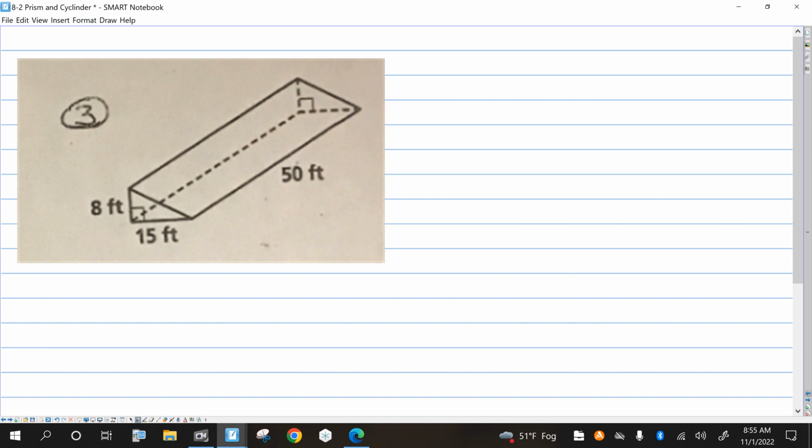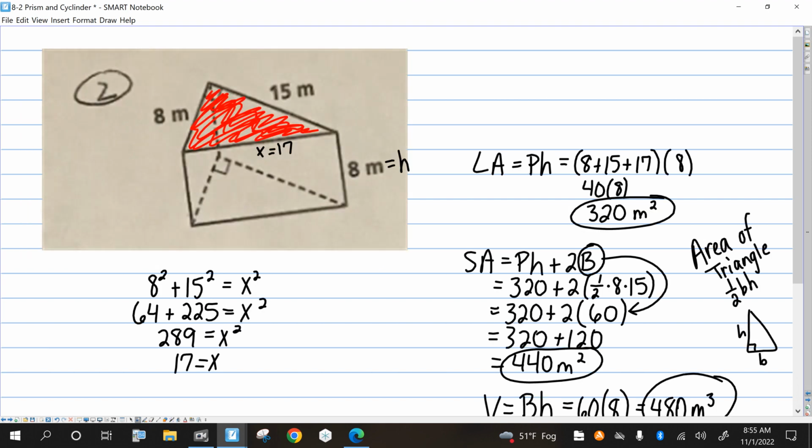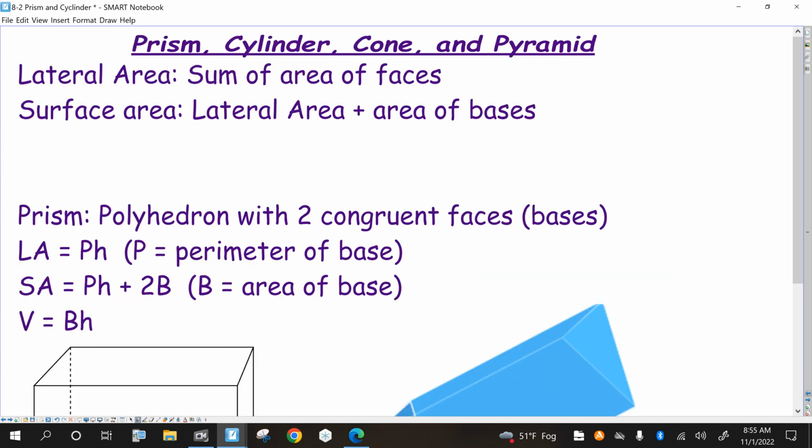Now, remember, the height of your prism is the distance from base to base. So what number represents the height of my prism? Let's go back real quick. I know some of you are still drawing that, but I'm going to go back.